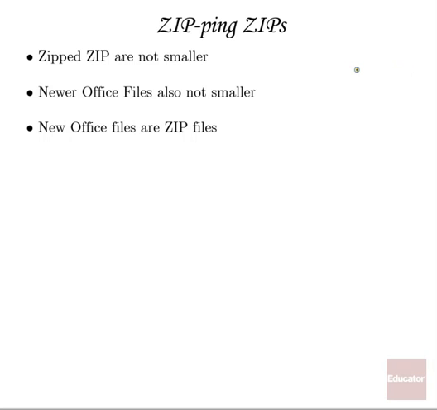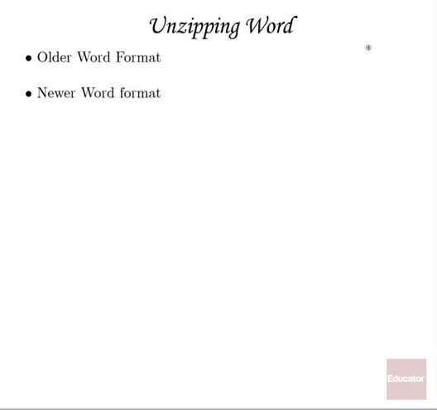So let's take a look at the ramifications of this. What we're going to do is create a Word document, and we're going to see what happens if we change it into a zip file and unzip it. Now, if you try this with an older Word format, you'll find that older Word files are not zip files. If you change it into a zip file and unzip it, it's just going to give you an error, or at worst, create a big mess for you. You can only do this with newer Word format documents, such as Office 2007 or Office 2010.